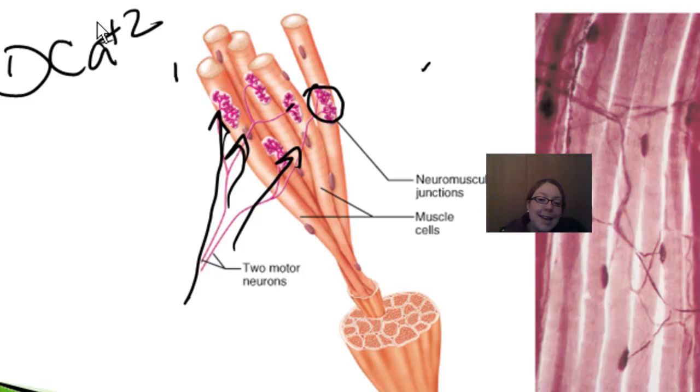As soon as the stimulus is gone from that muscle, the calcium creeps back into its little reserve pool and waits for the next stimulus. And so then the blockade is put back in place. Myosin cannot connect with actin. And so we have a relaxed muscle.